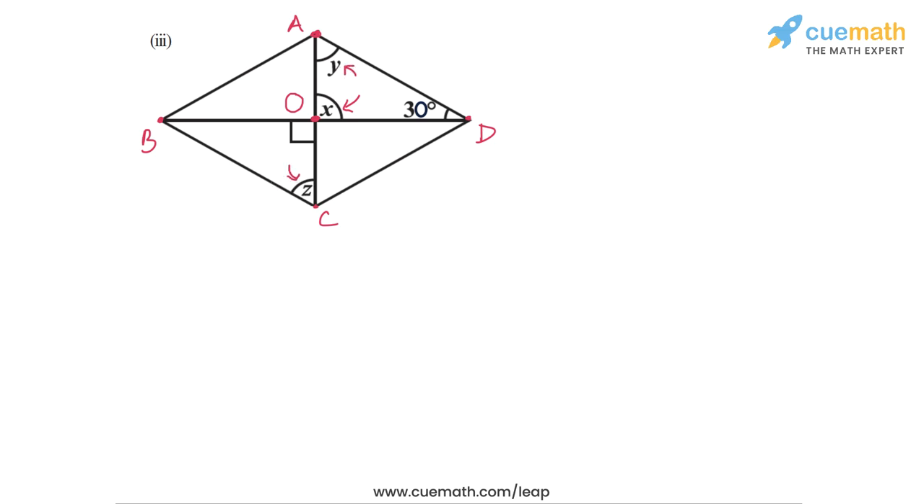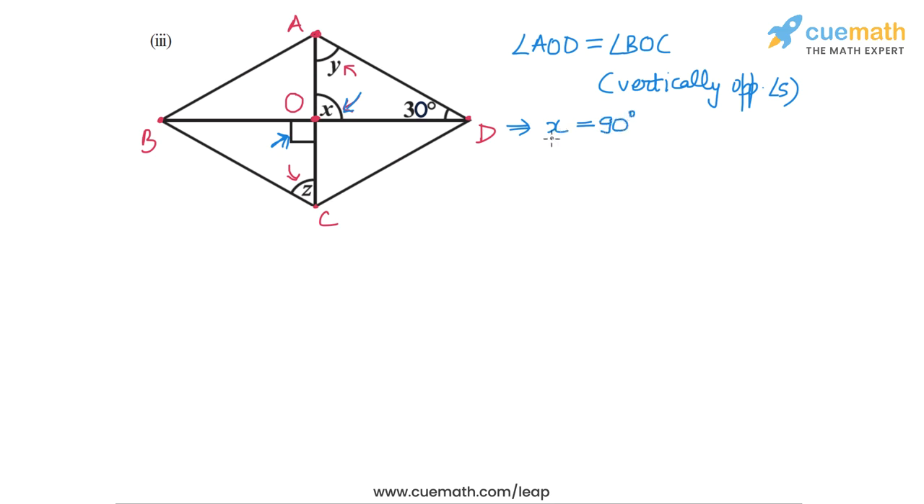Now we see that the angle X, which is angle AOD, is vertically opposite to this angle here BOC, which is 90 degrees. So we can write angle AOD is equal to angle BOC, as these two angles form a pair of vertically opposite angles. And so X can be calculated directly. Angle AOD, which is X, will be equal to angle BOC, which is marked as 90 degrees. So the value of X is 90 degrees.